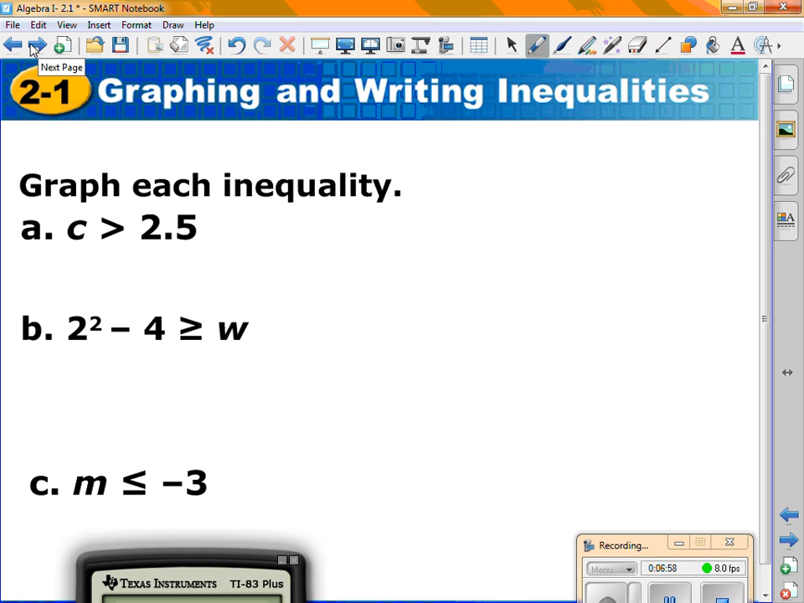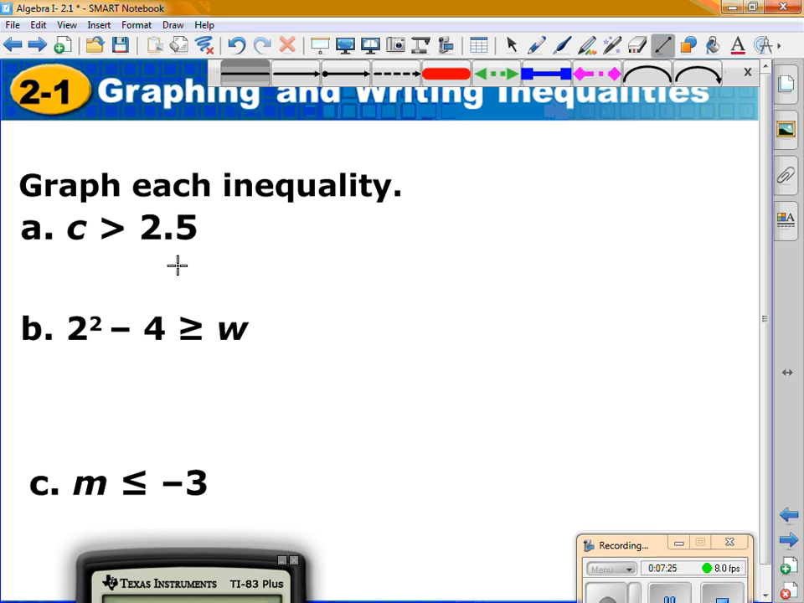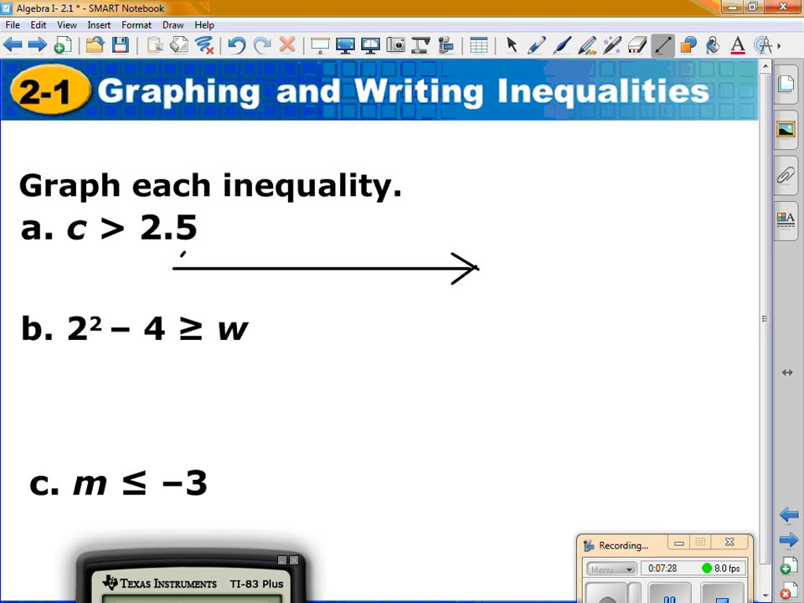So why don't you try this one here? Do A first. If you feel really confident, you can try B. All right, for the first one, when I make my number line, where does 2.5 fall? Open or closed? Open. In which direction? To the right.